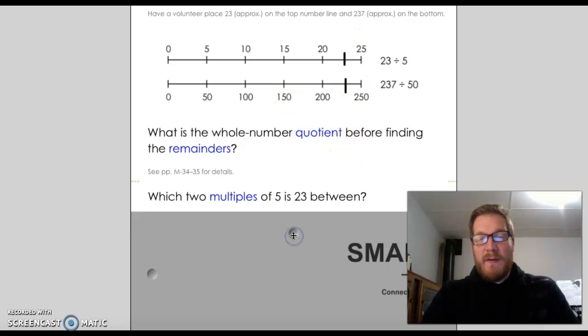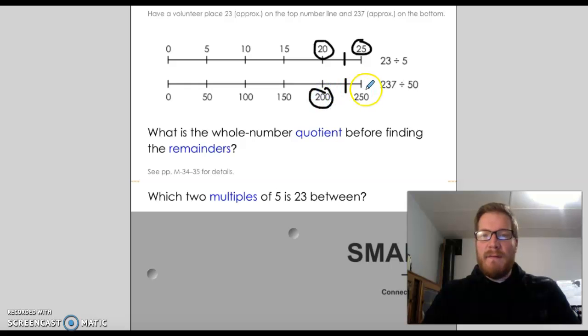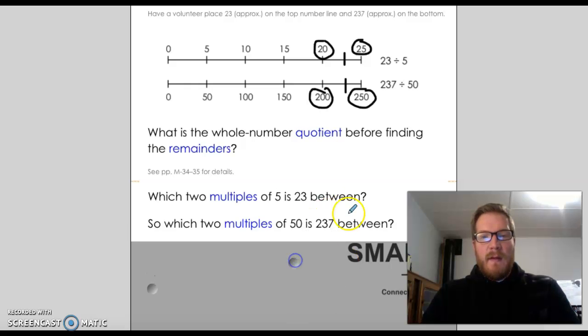Then the next question says, which two multiples of 5 is 23 between? Well, 5 times 4 is 20, and 5 times 5 is 25. Likewise, 50 times 4 is 200, and 50 times 5 is 250. So these questions are similar, in that they're actually going to end up with the same quotient, just a different remainder. So then which two multiples of 50 is 237 between, which we just mentioned.